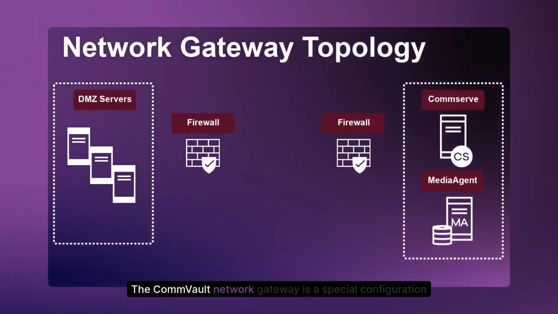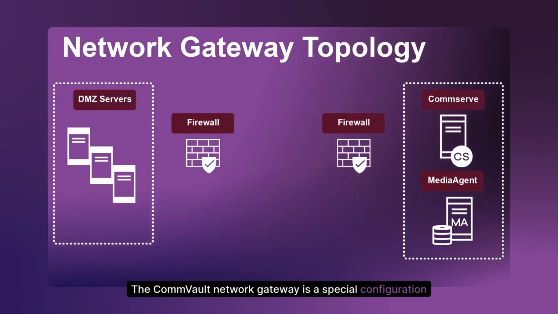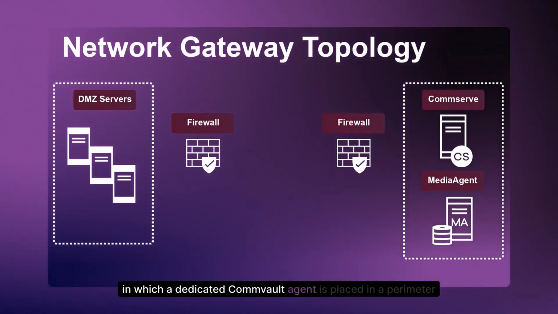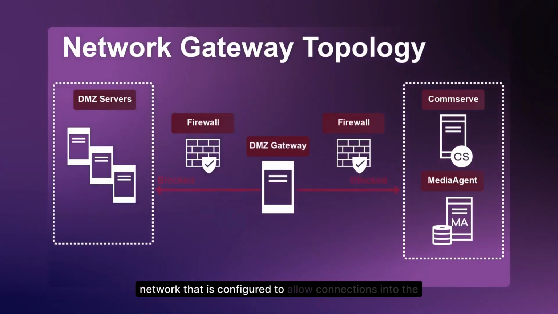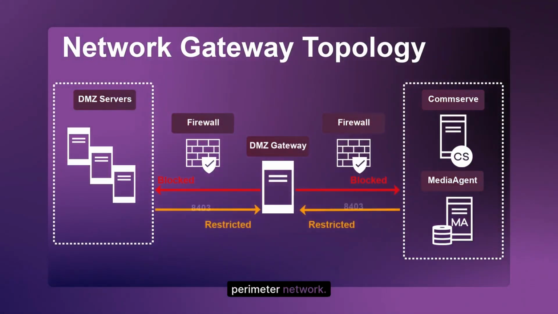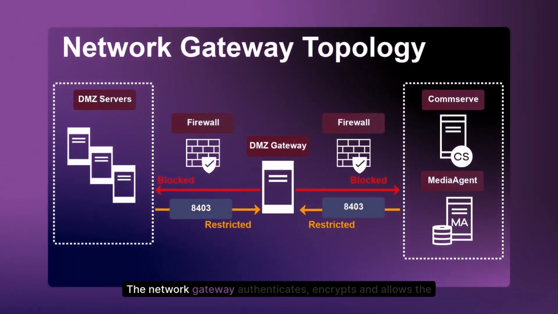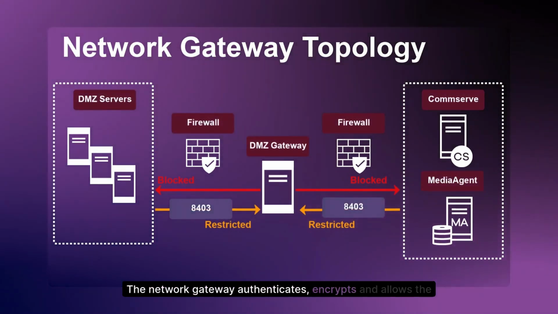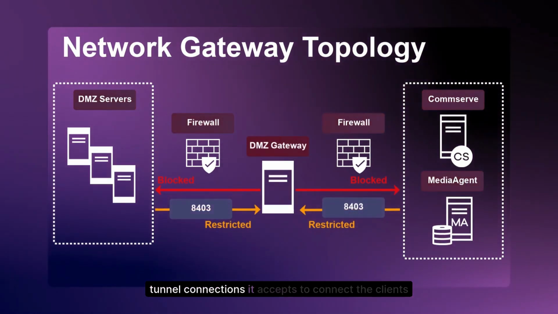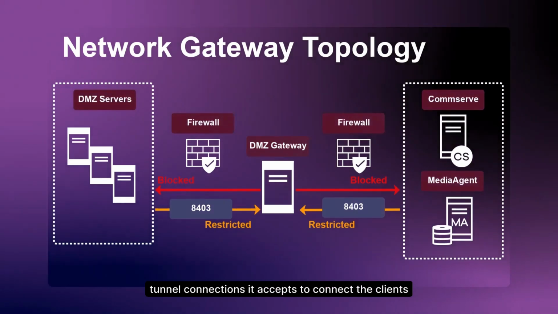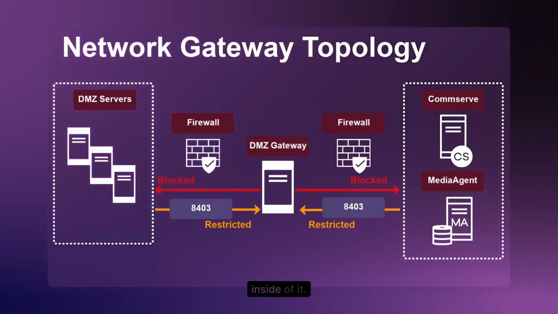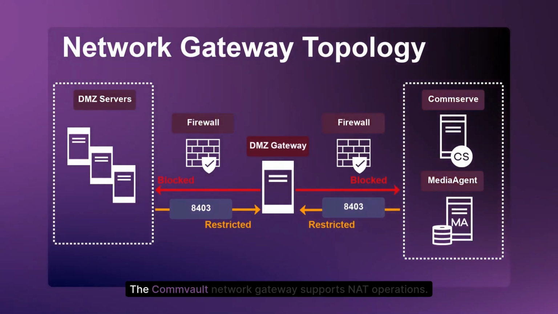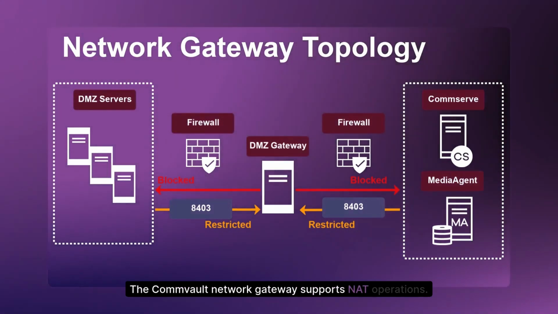The Commvault network gateway is a special configuration in which a dedicated Commvault agent is placed in a perimeter network that is configured to allow connections into the perimeter network. The network gateway authenticates, encrypts, and allows the tunnel connections it accepts to connect the clients operating outside of the private network to clients operating inside of it. The Commvault network gateway supports NAT operations.